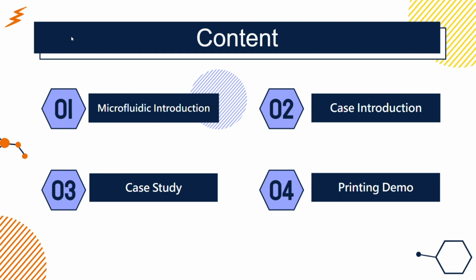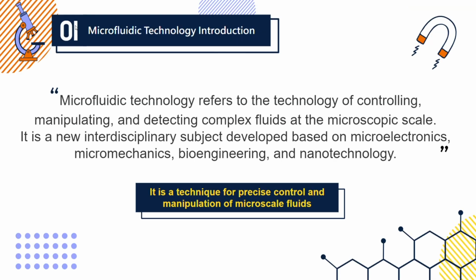First, what is microfluidic technology? Second, what object or device uses this technology? Third, what advantage does microfluidic technology have? Fourth, why does the laboratory need it? And the last one, the new research and discovery of microfluidic chips. The microfluidic technology refers to control, operate, and detect complex fluid in microscopic size.